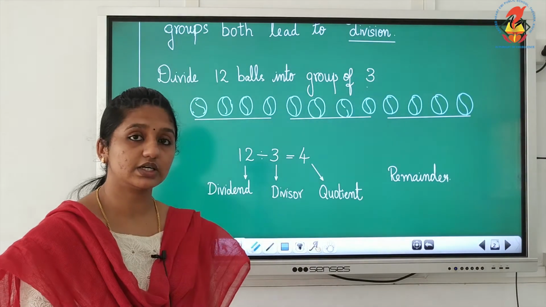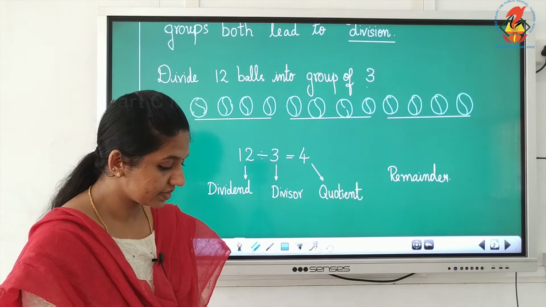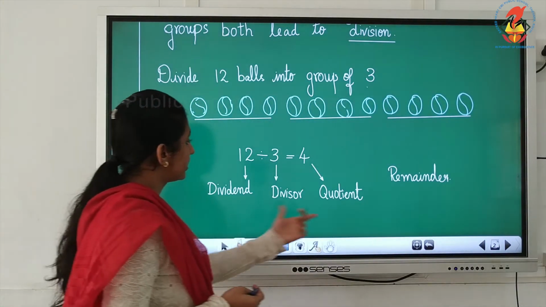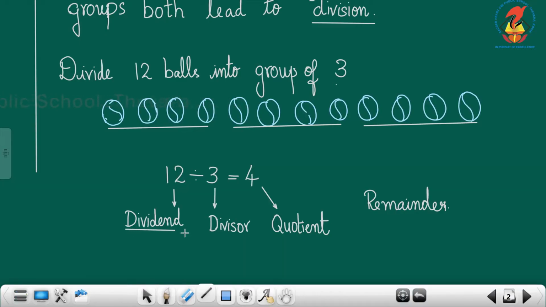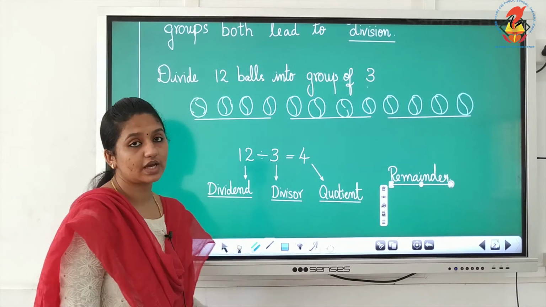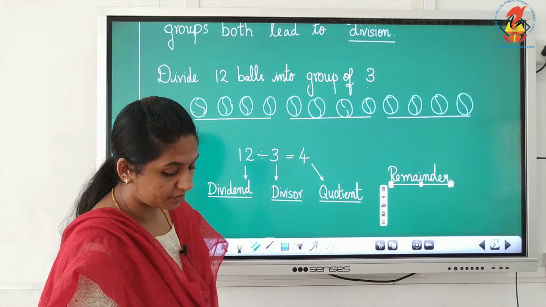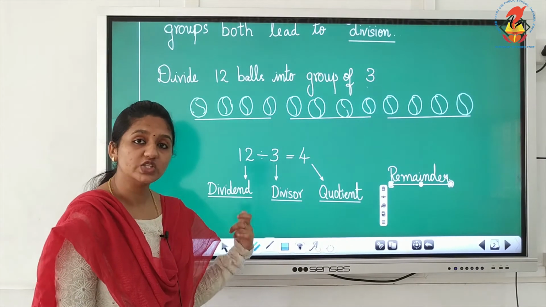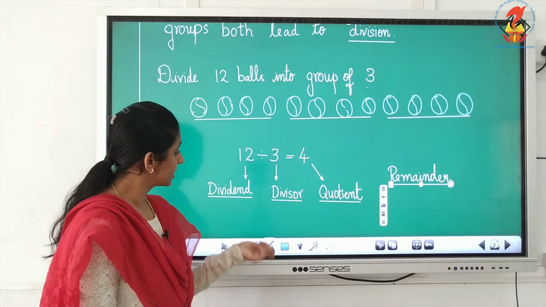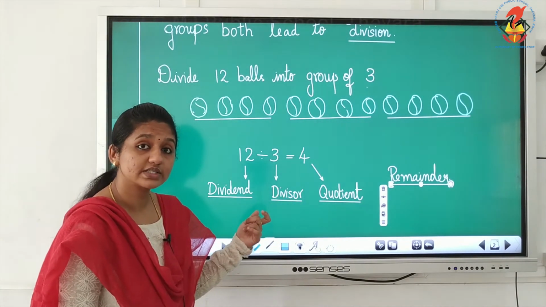So next is terms of division. There are 4 terms. First one, dividend. Second one, divisor. Then quotient. Then remainder. So what is dividend? Dividend means the first number, the number which we divide. Clear? Then what is divisor?